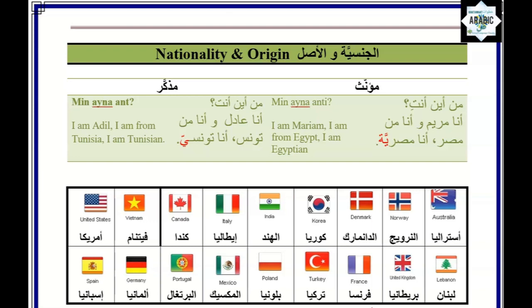Al-Jinsiyya wal-Asl. When we refer to Al-Jinsiyya wal-Asl, we can think about the words and the gender of each word. So what we have here is the word Al-Jinsiyya. Then we have Al-Asl.